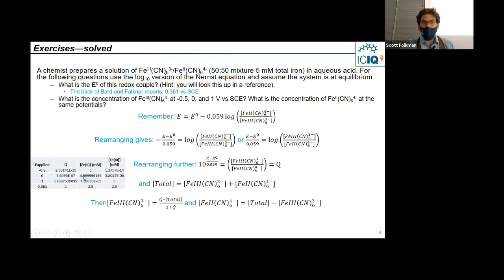Again, even at 0 volts, most of it is in the iron 2 state. And then if we jump all the way up to 1 volt, we see that most of it is now in the iron 3 state. I wanted to double check my formula, so I put in 0.361, and indeed Q is 1 here. The iron 2 and iron 3 values are equal. Now I just did this all in Excel. You can set up a similar spreadsheet to do these calculations for you.